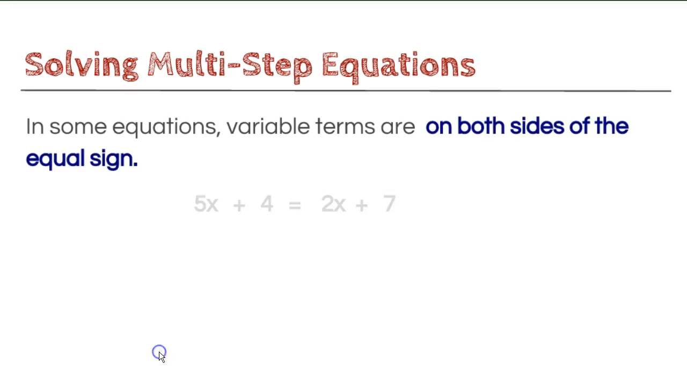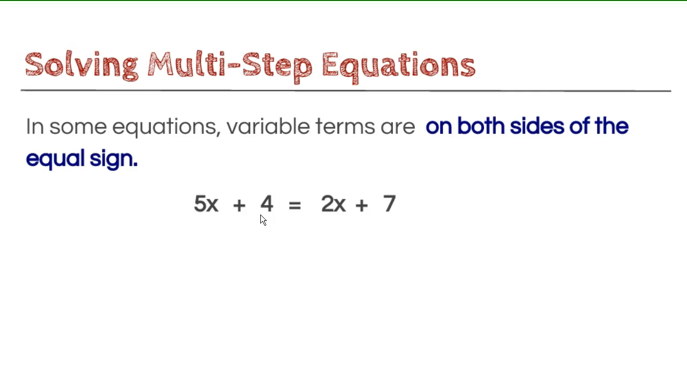In some questions, you're going to actually have variable terms on each side of that equal sign. So in this case, I have a 5x over here, and I have a 2x over on the other side of the equal sign. I also have constant terms that are not both on the same side. So, how are we going to deal with that?